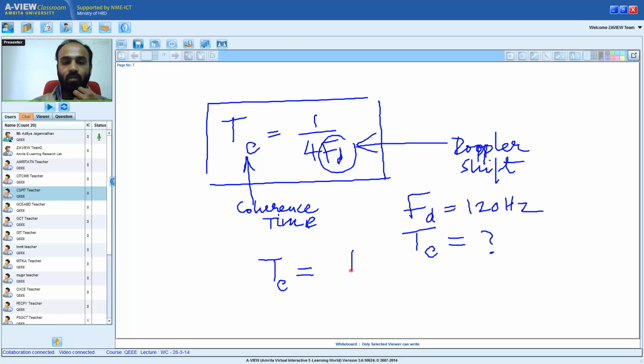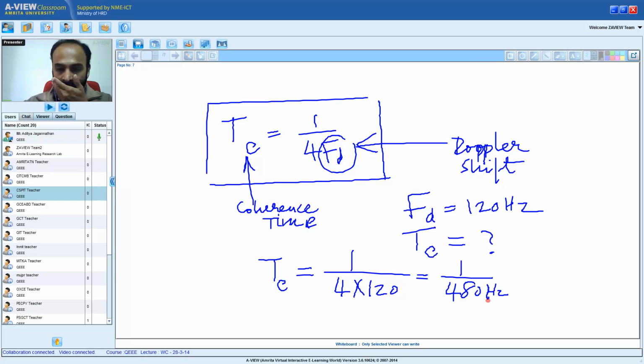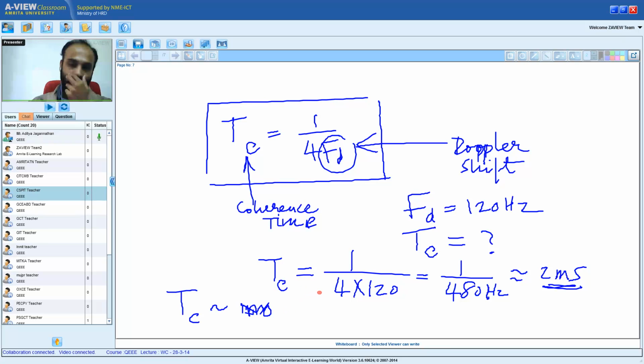Tc is equal to 1 by 4 times 120, equals 1 by 480, approximately equals 2 milliseconds. Correct. If we approximate 480 by 500, this is approximately 2 milliseconds, 2.08 milliseconds. Very good. So coherence time is approximately of the order of milliseconds, right?